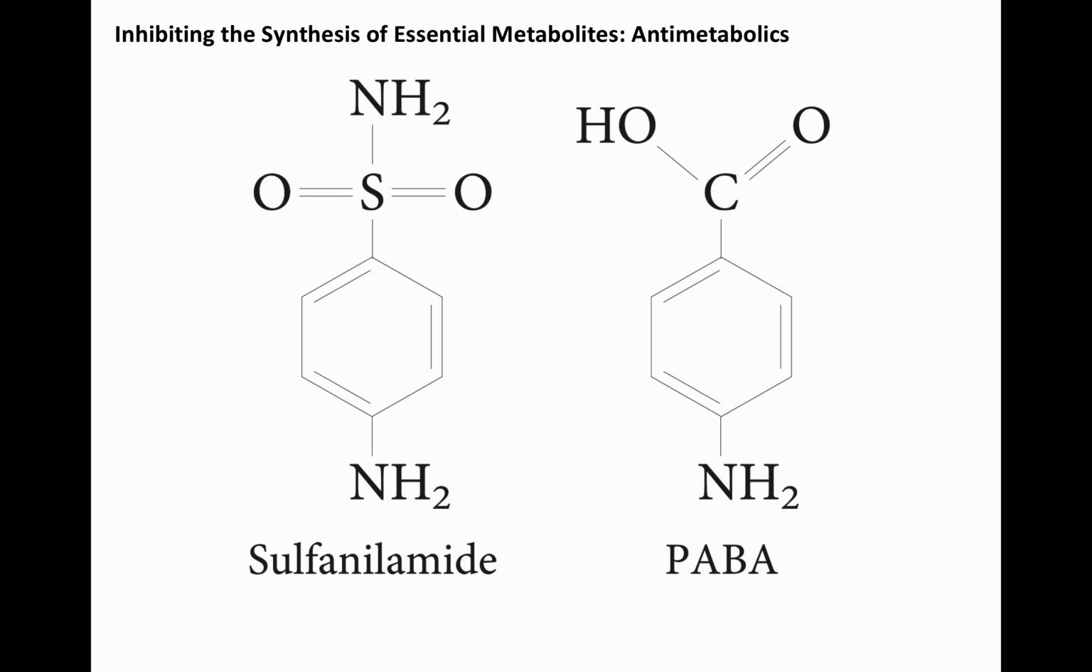Sulfonamide is a competitive inhibitor, meaning it's going to have a similar chemical structure to the substrate that would bind to the enzyme normally. So sulfonamide here has this chemical structure, and that mimics this PABA molecule that will eventually be turned into folic acid in the bacterial cell. You can see a very similar structure. This side chain here is what would differ.